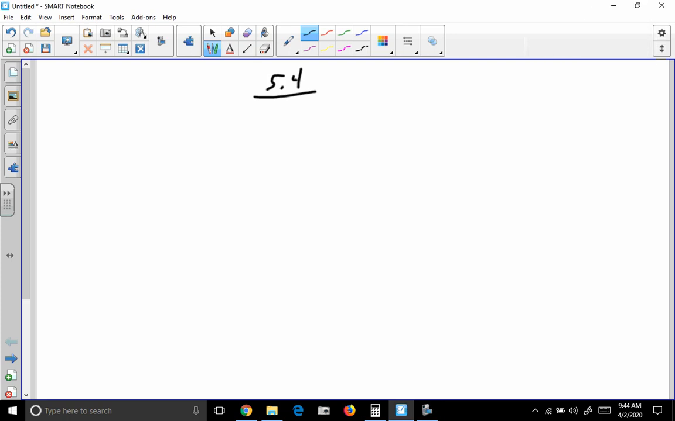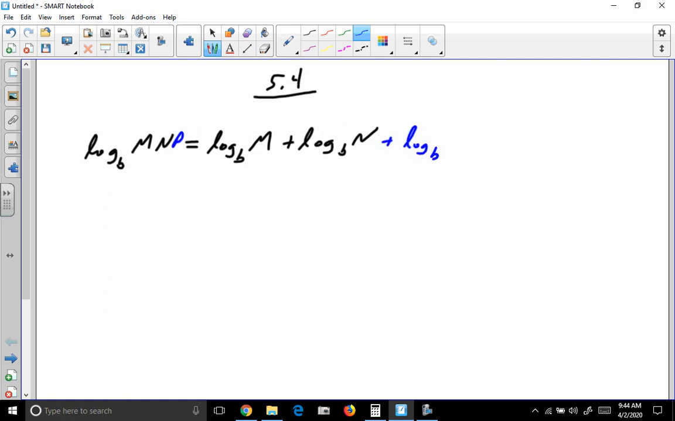Let's work through some examples from 5.4. So one of the biggest things in 5.4 you need to get is how the different properties work. So one of our properties is that if we have log of a product, we can express that as a sum of logarithms. Log of one factor plus log of another factor. And this can go on regardless of how many factors we have. If we have 3 factors in there, we can add 3 logs together, or we take the log of each factor.